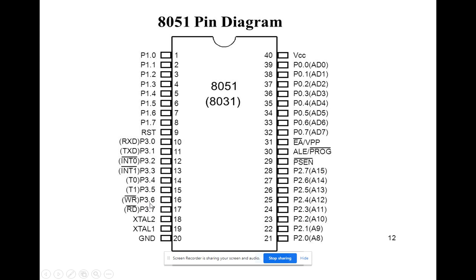line, and then port 3 will have some multiple functions, that is receive data, transmit data, interrupt signals INT 0, INT 1, timer 0, timer 1, read, write, timer signal, as well as clock pulses. Clock pulses will be provided at XTAL 1 and 2, and then power supply, ground, and here VPP and VCC. This is VCC, power supply. Okay, these are the pins available for the 8051.